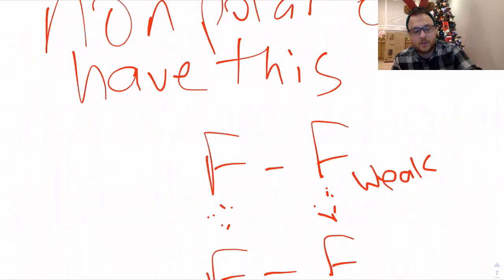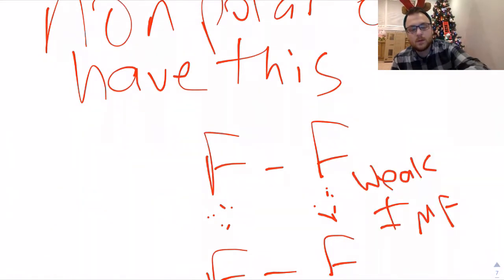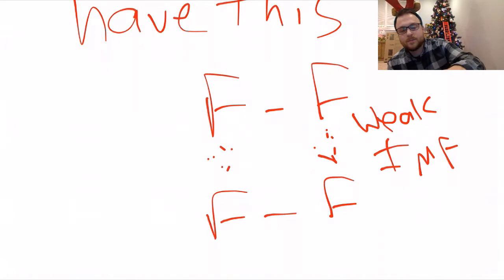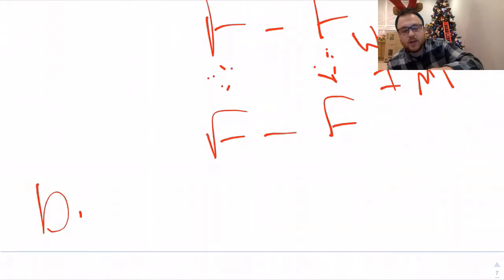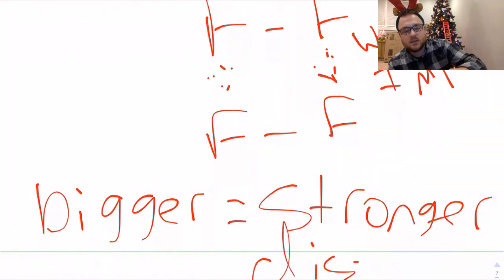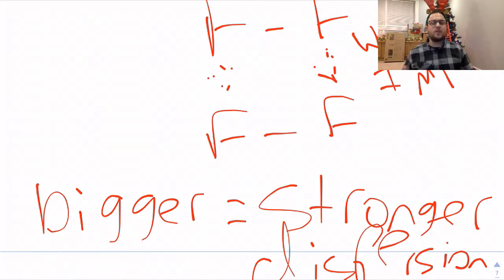Because fluorine's a gas at STP. But the bigger you are, the bigger the molecule is, the stronger dispersion gets. So, for example, what I mean by bigger, I mean how big are you? How many electrons do you got? How big are you?